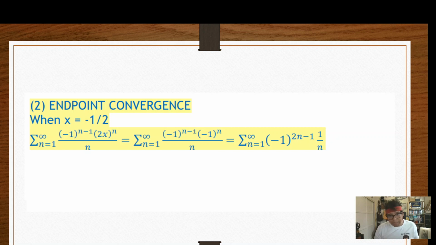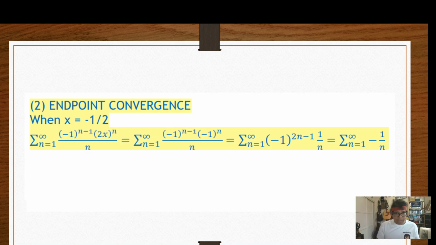So this series is actually the same thing as (-1)^(2n-1) multiplied by 1/n. Which, let's face it, 2n minus 1 is always going to produce a result that is odd. And if you have -1 to an odd power, it's always going to be -1. So this series is the same thing as -1/n.